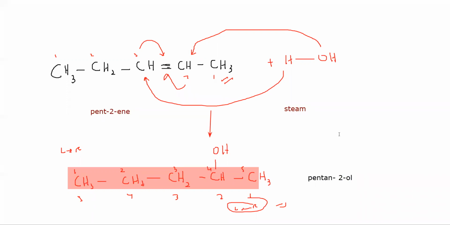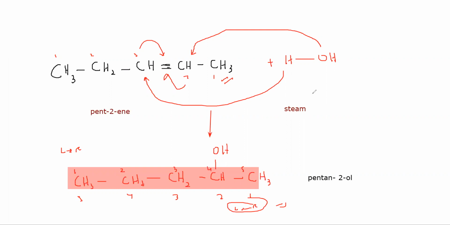Sir, one question. Which carbon will the OH be attached to? It's up to you. Like in this example, I moved the OH to the second carbon, but I can move it to the third carbon, then the name of the product will change. Then it will become pentane 3-ol. But the name does not affect the final formula.